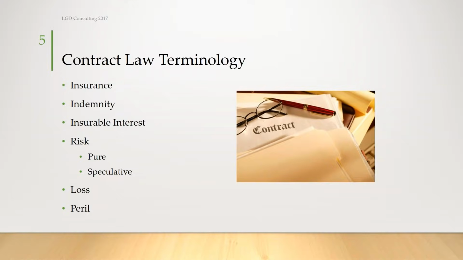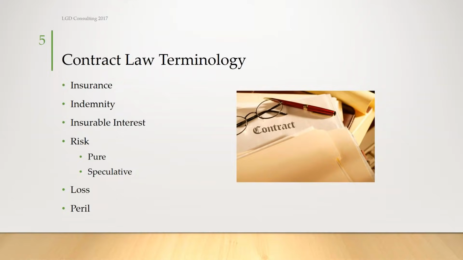Now, there's two types of risk. We have pure risk, we have speculative risk. Pure risk is the possibility of loss only, no gain. And that's the only type of risk we can insure. Speculative risk is a possibility of loss or gain. You want to think of gambling. When you gamble, you could win money, you could lose money. All right, so it's speculative. Okay, and we don't insure that.